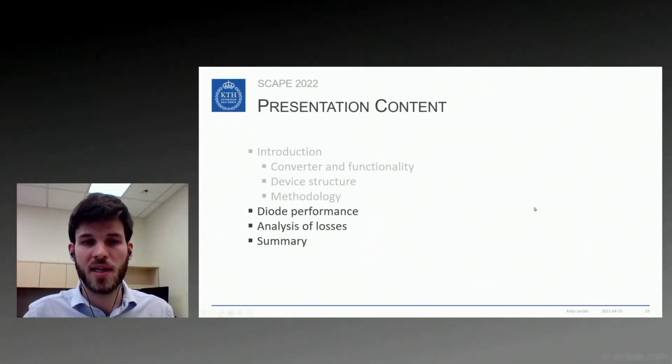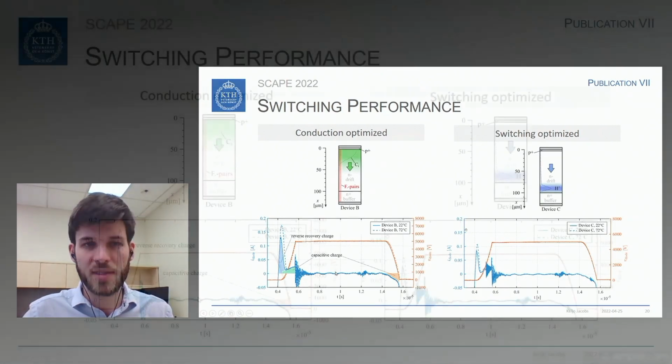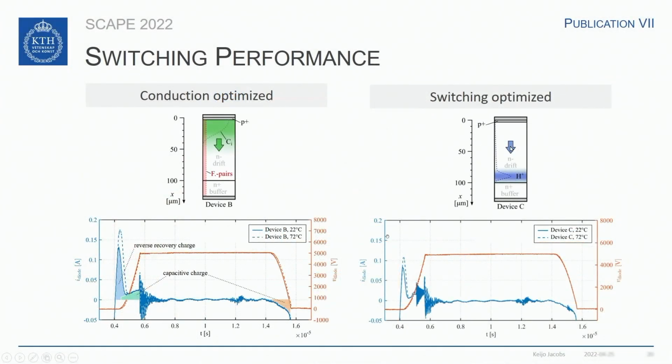Now let's have a look at the diode's performance. Here you can see a measurement of the reverse recovery, in general, the switching effects of the diode for the conduction optimized and the switching optimized device. The voltage is shown here in red and the diode current is shown in blue. This is obviously a zoom into the switching performance, so the whole conduction performance is totally out of scale of this graph.